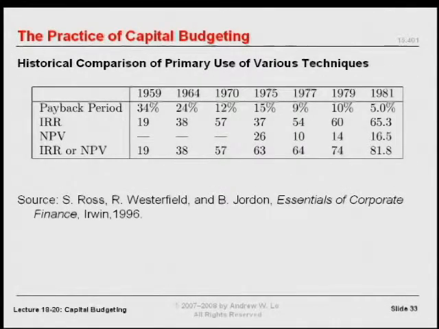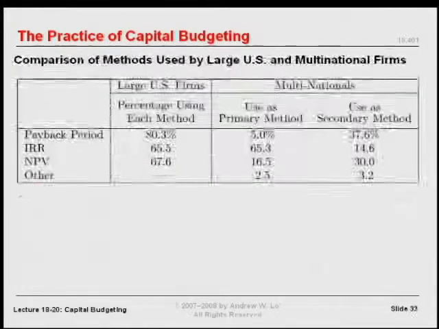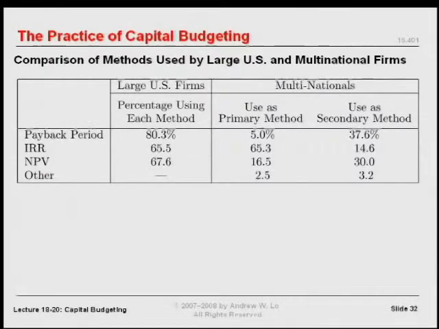Okay, historical comparison. This gives you a little bit of a time series of how things have changed over time. So back in 1959, payback period was quite a bit more popular. Over time, that's declined, and over time, IRR has gained more ground, but NPV as of 1981 was lagging far behind. And within the last 20 years, we see this chart where NPV has caught up a great deal. A large part of that, if you want to know where that came from, was thanks to Brealey and Myers.